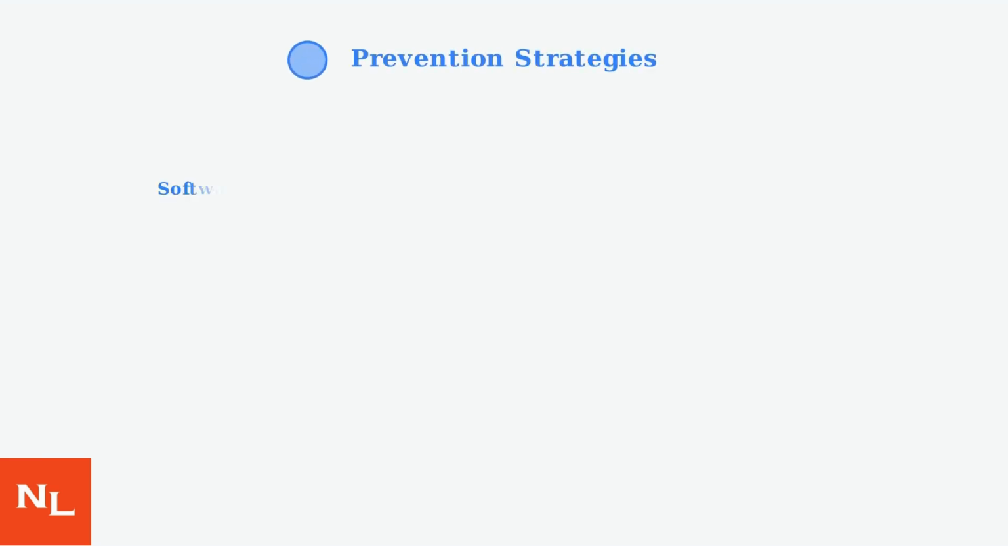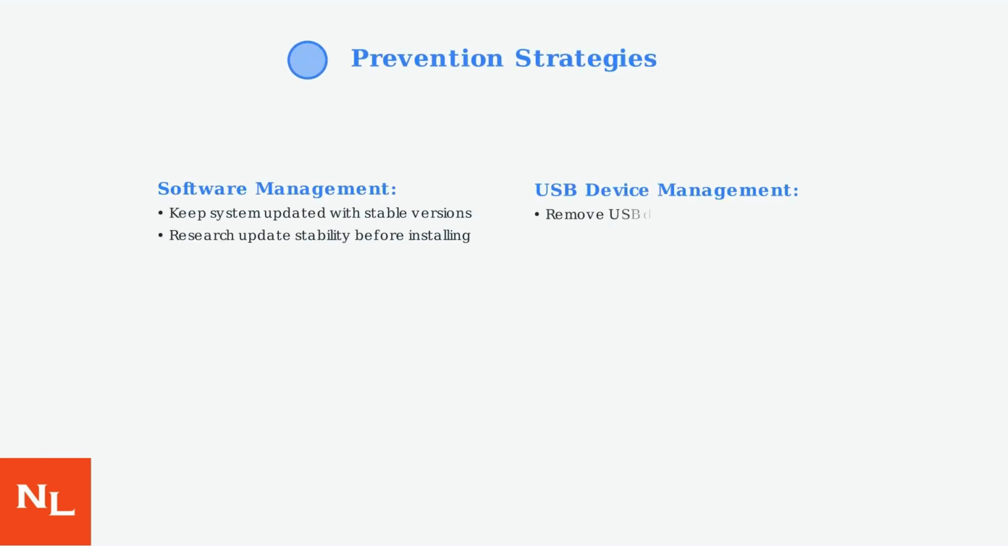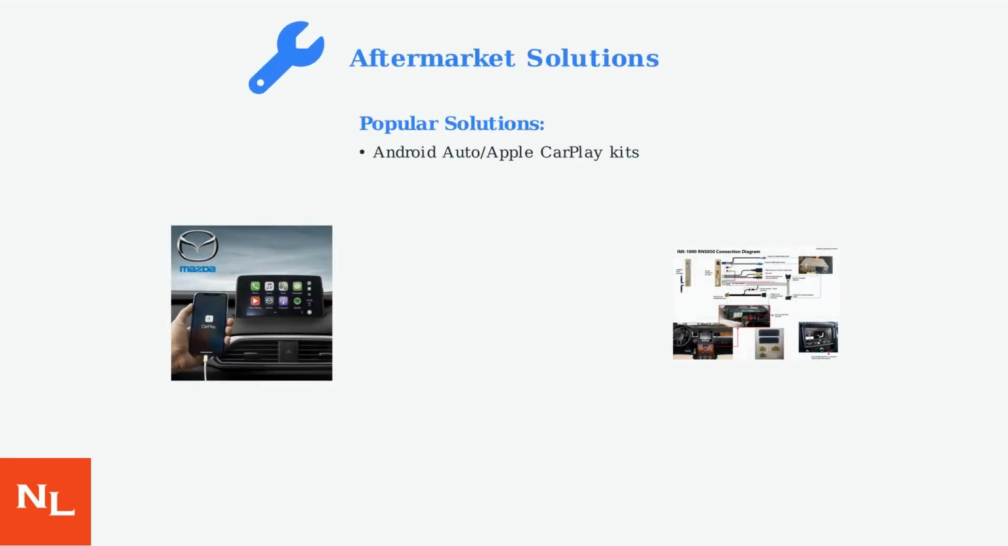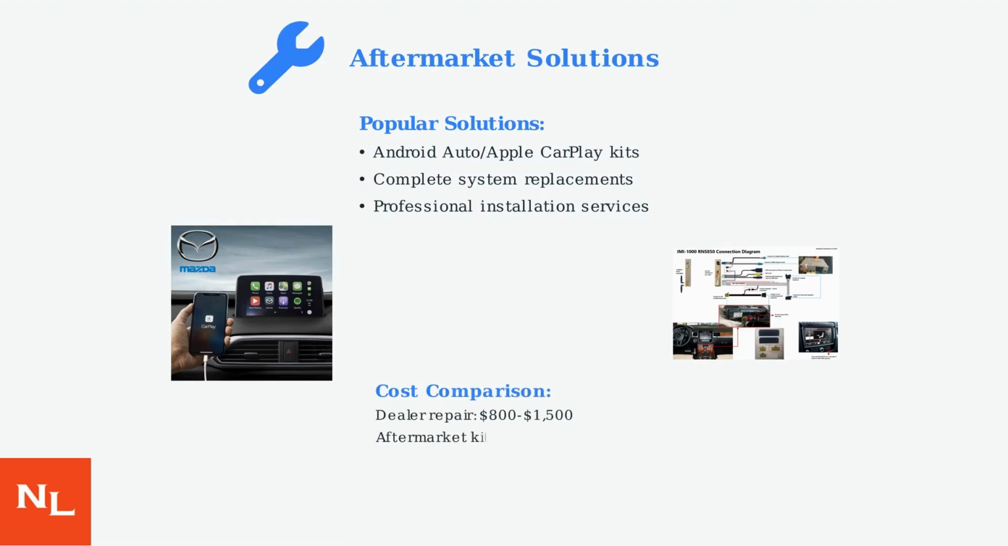Prevention is key to avoiding future infotainment problems. Regular maintenance and proper usage habits can significantly reduce the likelihood of system failures. When factory solutions aren't sufficient, aftermarket options provide reliable alternatives. Android Auto and Apple CarPlay retrofit kits have become increasingly popular, offering modern functionality and improved reliability.